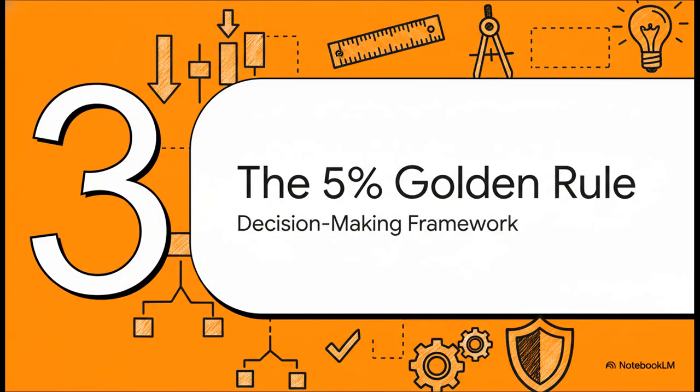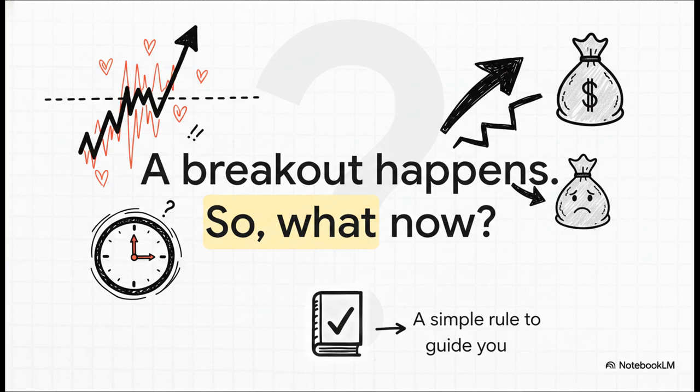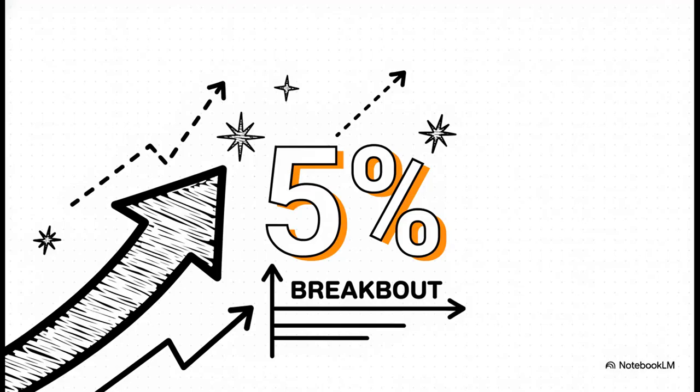Now, knowing a break happened is one thing, but knowing what to do about it, that is everything. And that brings us to the most practical, powerful part of this whole explainer, a simple framework for actually making a decision. Picture this. The price breaks a pattern line. Your heart starts racing. Do you jump in? Do you wait? This is that moment of truth, right? And the hesitation can be paralyzing. But what if there was a simple rule to guide you? Well, there is, and it all comes down to one number: 5%. This little number is the key to an objective, stress-free decision-making framework for any breakout you see.